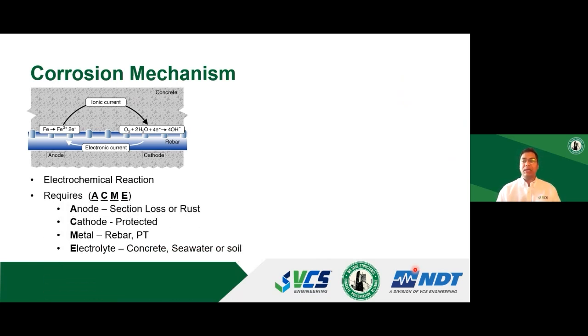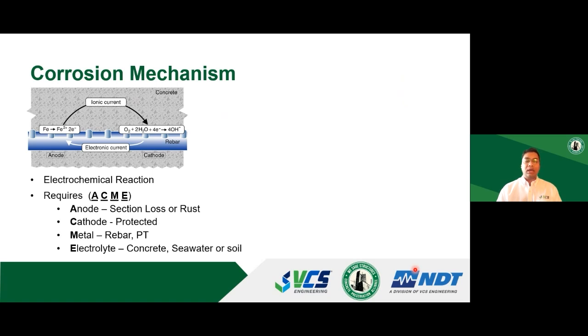You need ACME. A is anode, C cathode, M metal, and E electrolyte. Corrosion is an electrochemical reaction, meaning it involves transfer of electrons and also it involves transfer of ions. Transfer of electrons happens through the metallic path, which is the steel itself. Transfer of ions happens through the electrolyte, which can be concrete, soil, air, or water.